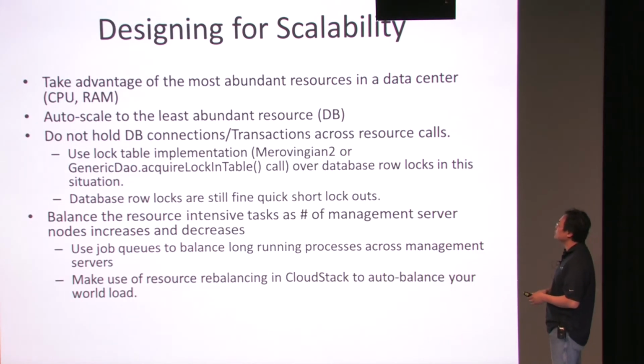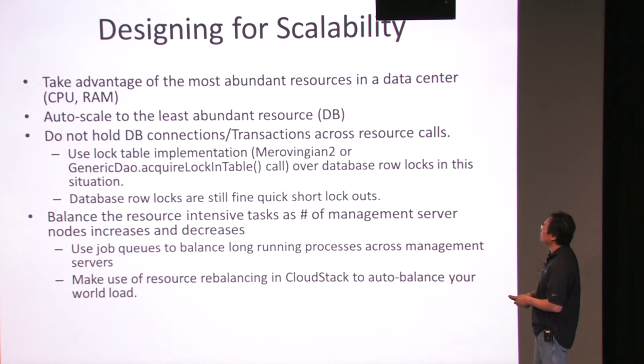So, designing for scalability, these are the lessons that we learned. One thing unique about cloud is that there's abundant CPU and RAM, and in our management server design, we take full advantage of those two resources. Auto scale to the least abundant resource, and inside a cloud management layer, that's the number of DB connections that you have. You need to auto scale to it, because if you run out of DB connections, things will start failing left and right.